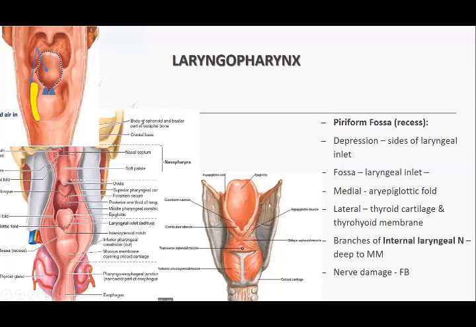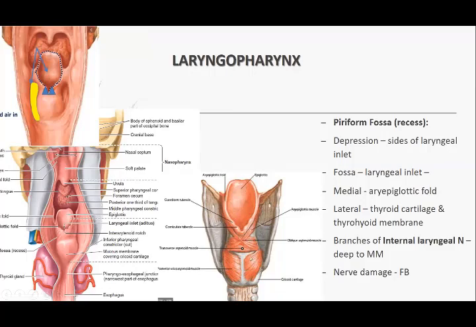Now we come to this piriform fossa. Once again, let me explain it to you, please understand this, it is very important. The piriform fossa is simply a fossa, a recess, a depression present on either side of the larynx. This is the larynx, this is the cricoid cartilage, on which the posterior larynx muscle is shown attached.